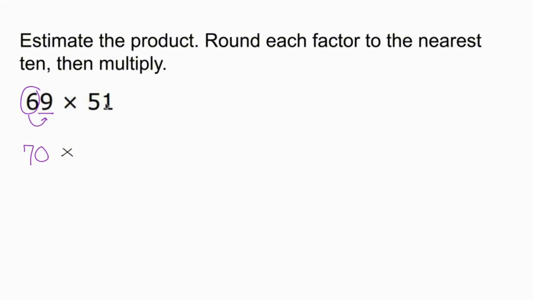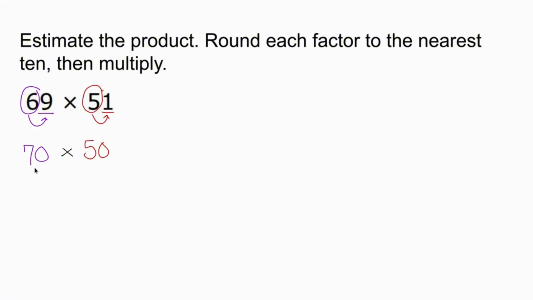Rounding 51 to the nearest 10 has me look at the 1's and then the 10's value, so we'll circle the 10's. Look to the right of it. 5 or above, give it a shove. Nope. 4 or below, let it go. Yep. So we're going to leave 5 as a 5 and then turn 1 into a 0. Now we have 70 times 50.